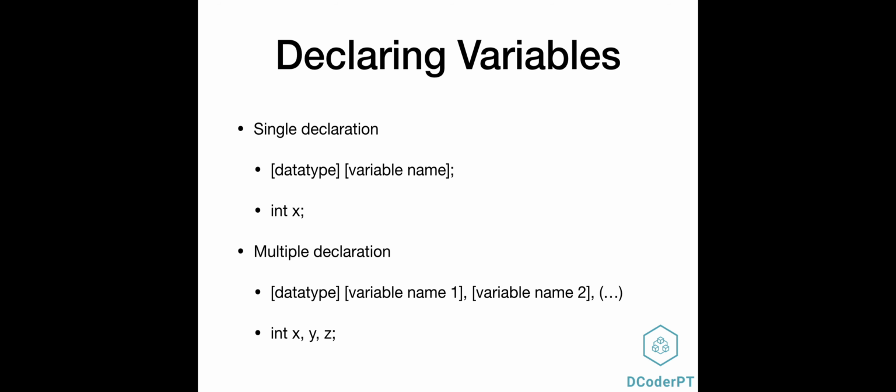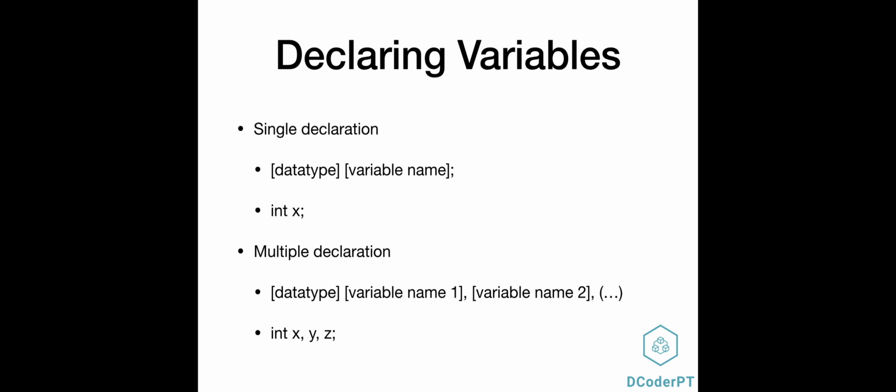So how can we declare variables? Okay, so we can declare variables in some different ways. If we want to declare just one variable, so a single declaration, the syntax is that the first word is the data type that we will use, followed by a space, then followed by the variable name, the name that we want to give our variable, and followed by the semicolon. So an example of that is this line, int x and semicolon.